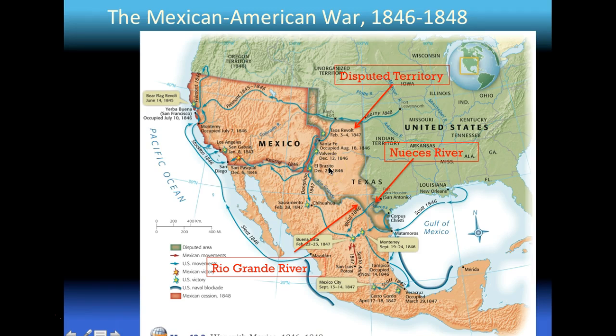So what happens? That's exactly what happens. President Polk puts American Army troops into this disputed territory. Mexico attacks. 11 American soldiers are killed, and it is considered disputed territory. However, President Polk says, no, this isn't disputed territory, this is American territory. Congress votes and almost unanimously decides to go to war against Mexico.